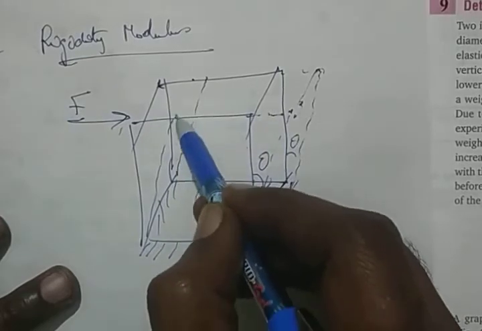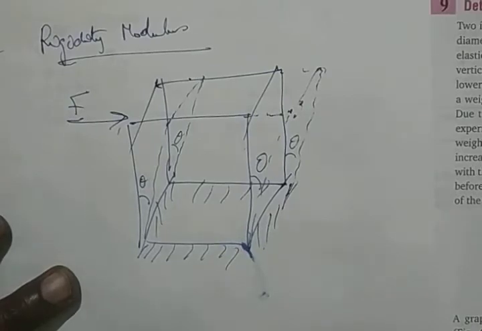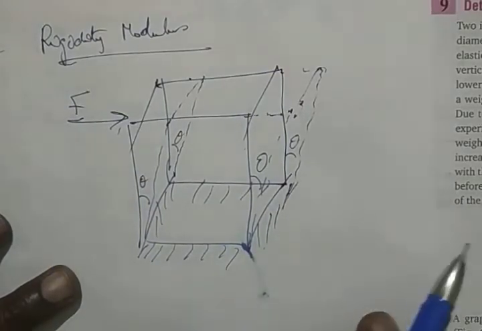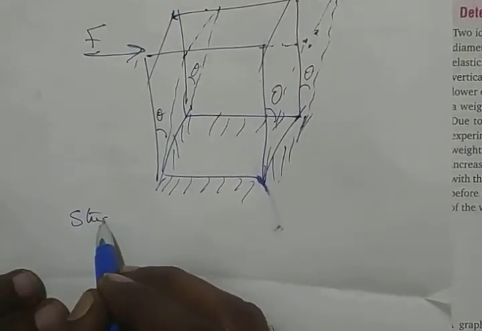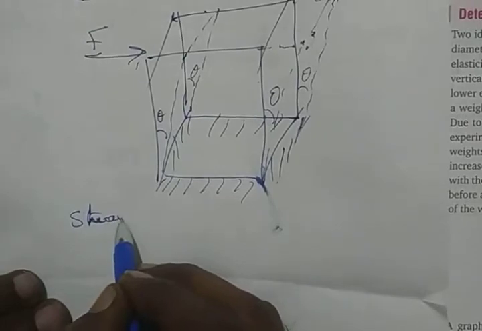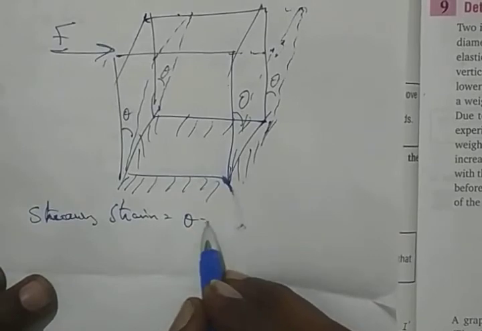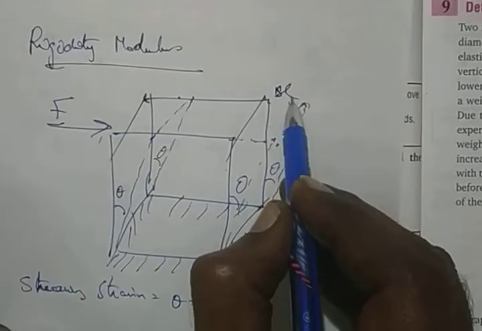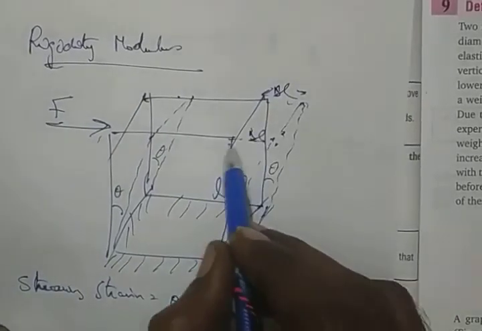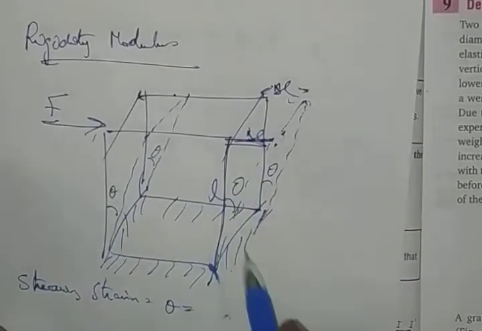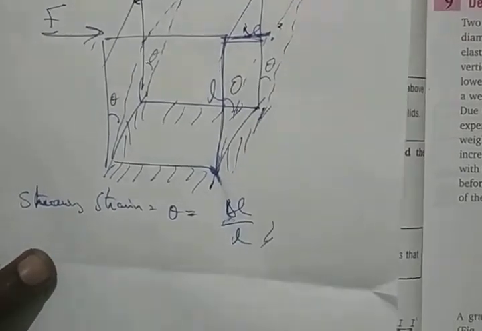And it will be theta, here will be a deformation. So there will be theta here, there will be theta here. So when there is a deformation like this, then it is called shearing strain. What does shearing strain mean? Here delta L is the change and this is the length L. So theta is going to be equal to delta L upon L, that is shearing strain.